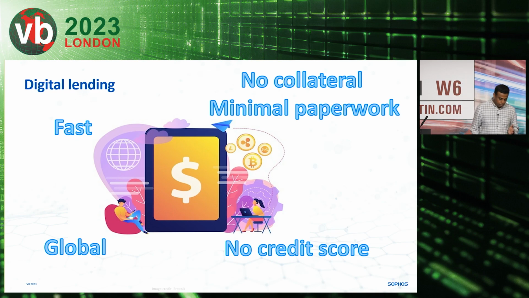So there are a lot of these new digital lending apps targeting this kind of individual. They say you don't need collateral, minimal paperwork, really fast, and it's global. People operate from overseas, and they give loans to these individuals.